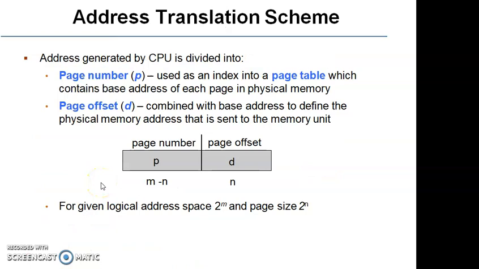Let us see the address translation scheme. The address generated by the CPU is divided into a page number P, used as an index into a page table which contains the base address of each page in the physical memory, and the page offset D, combined with the base address to define the physical memory address that is sent to the memory unit. In the diagram we can see the page number P containing m minus n bits and the page offset D containing n bits, for a given logical address space 2^m and page size 2^n.